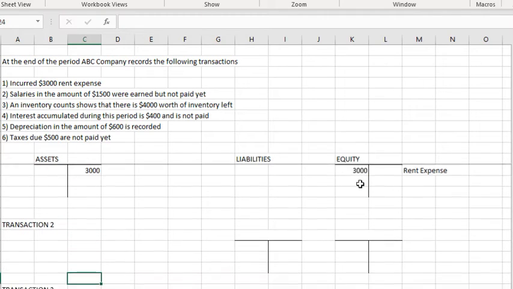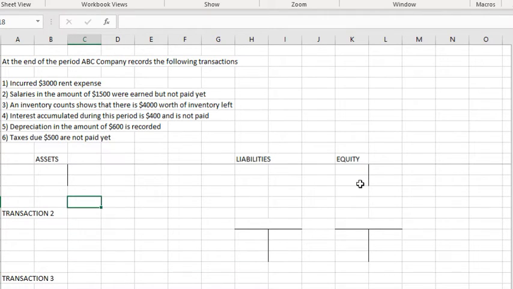In transaction number 2, salaries in the amount of $1,500 were earned but not paid yet. So whenever I incur an expense, retained earnings is going to decrease. Retained earnings decreases in 2 scenarios: whenever there is an expense, which is wages expense in this case, or when there is a dividend. So those are the 2 cases where retained earnings decrease.